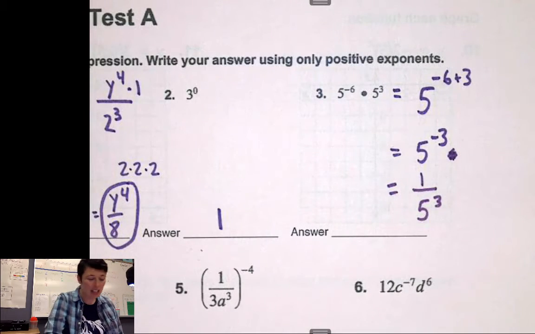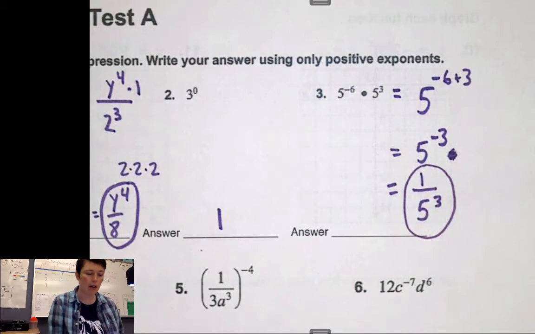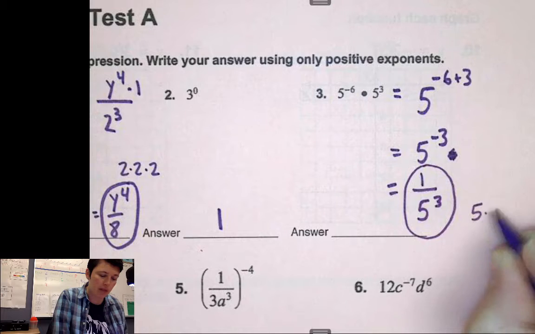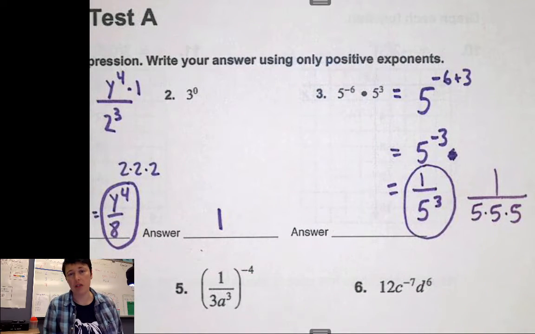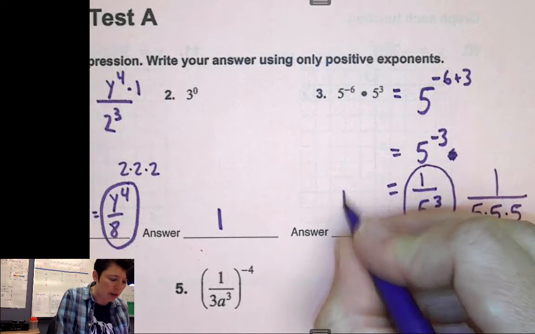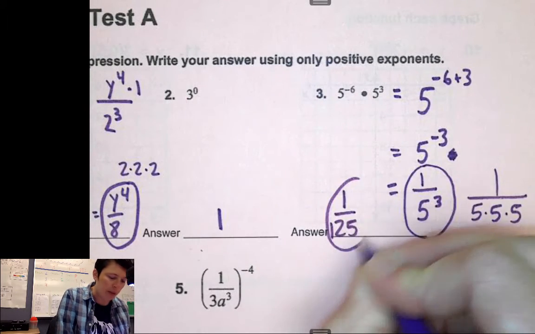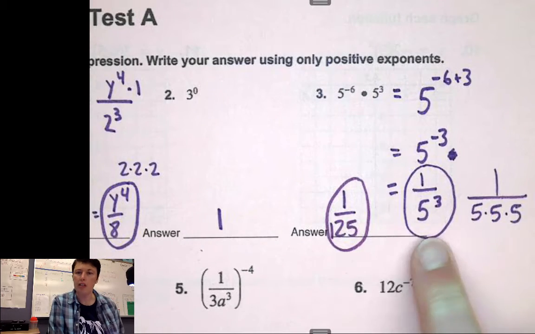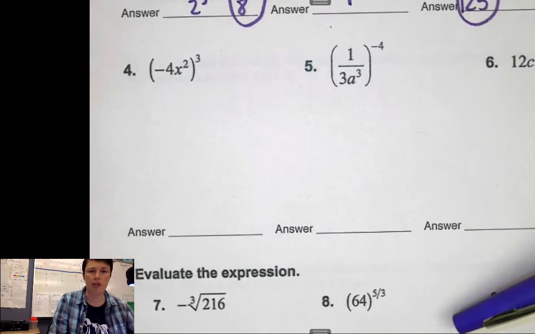And then technically, that could be your final answer, 1 over 5 to the 3rd power. Or you could figure out what 5 times 5 times 5 is, that's 125. And your answer could be 1 over 125. And that would work too. Either one of these answers would be considered correct. All right, let's look at question 4. They build up and get a little harder as we continue on here.